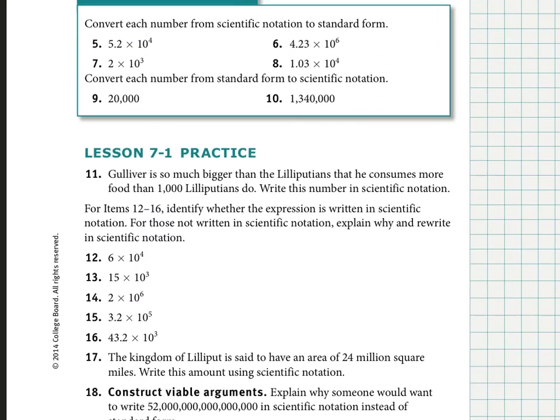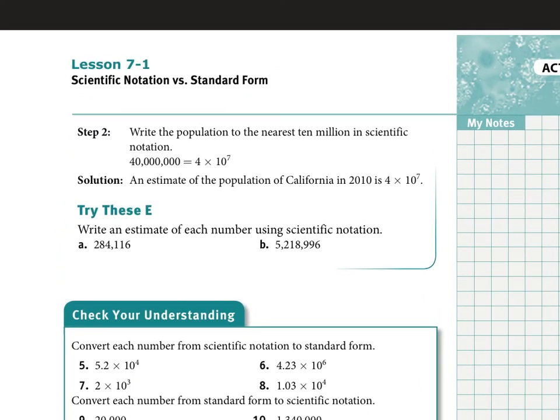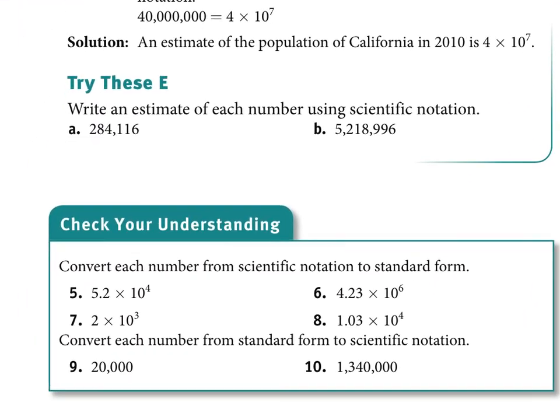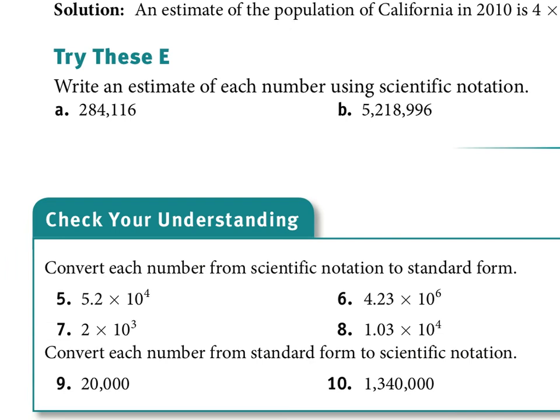Okay, and I think that example's finishing up here. Yeah, so why don't we just do one more of these? Can we write an estimate? If we do the try these. So part A, 284,116. So if we're just estimating, okay, again, the largest place value here is the 2 for the 100,000s place. And since it's 284, we're going to round that, using a little squiggle for approximate, to 300,000. Okay, that's rounding it to the nearest 100,000.